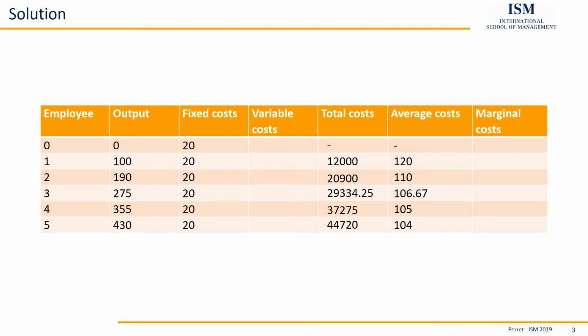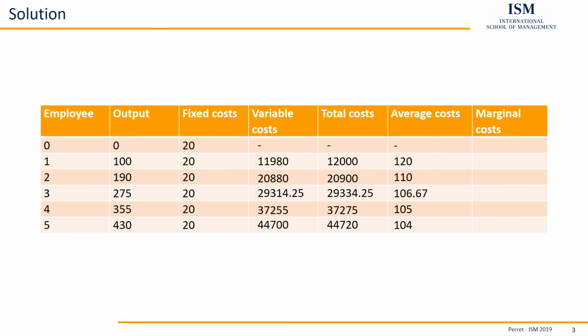Okay, now we have the total cost and we have the fixed cost of 20. So we can just subtract 20 from the total cost, giving us the variable costs. Again, we don't have total cost, so the first one we leave blank, but else we have 12,000 minus 20, giving us this. 20,900 minus 20, giving us that one. Then the next one minus 20, and minus 20. So this is relatively straightforward.